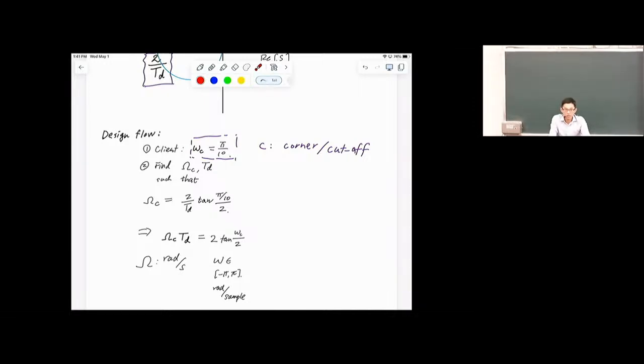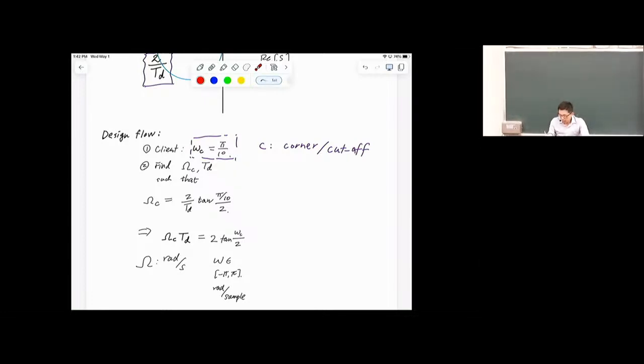Okay, so here is the example. We are given the criterion we want to meet. We want to have a filter of this cutoff frequency, which is given to us as a specification, right? So in the design flow, we need to find the parameters. The second step here is to find a parameter TD, and then use this equation to figure out the corresponding corner frequency in the analog. Here again, using the same letter C to denote corner. So for small omega c, we want to now calculate big omega c with a free parameter right here.